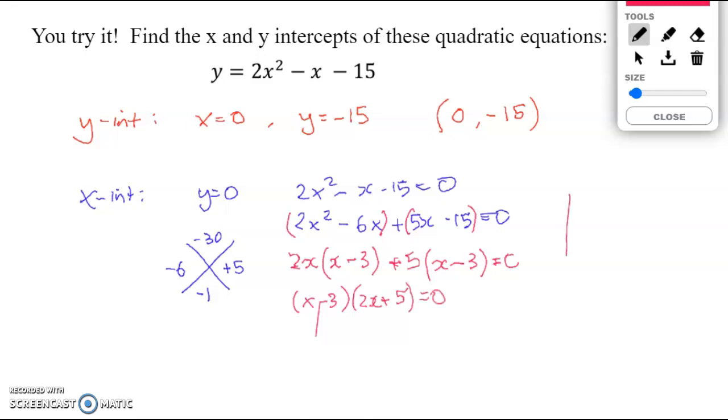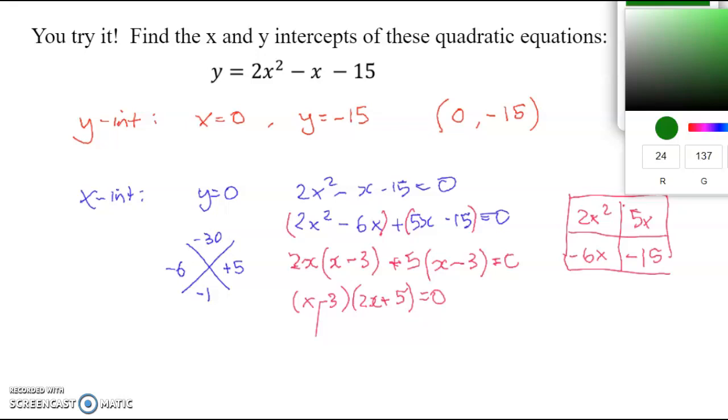And of course, if you're doing the area model, you fill the box with the first term, 2x squared here, and then the last is negative 15, and then you would fill in the two middle terms, that's negative 6x and 5x, and then you will look for the two factors from the length and the width. Okay, so this is my factored form. Now from here I can go on to figuring out my two solutions.